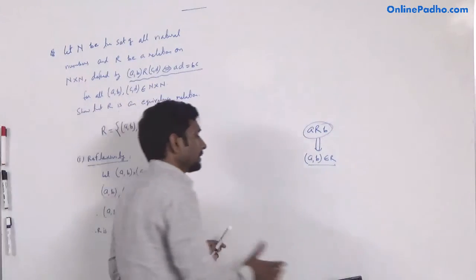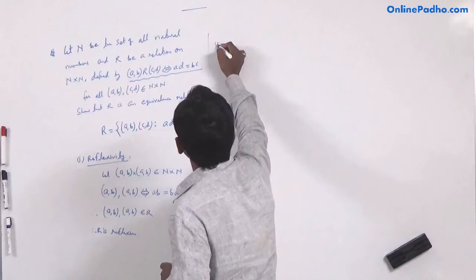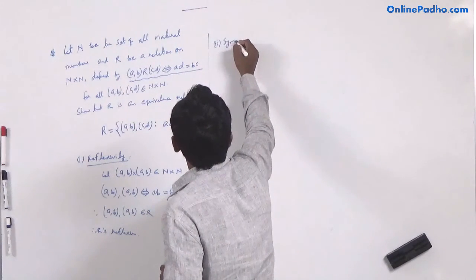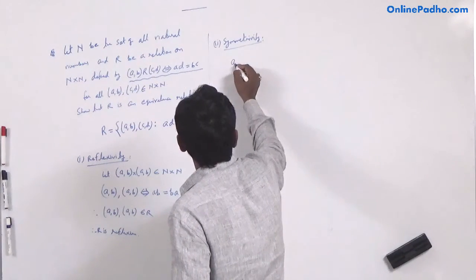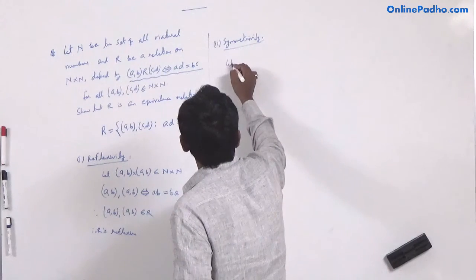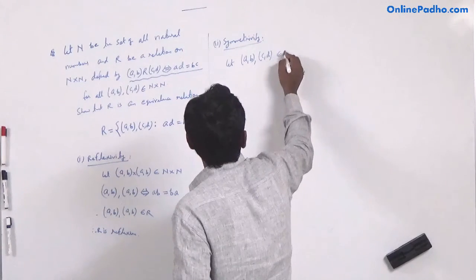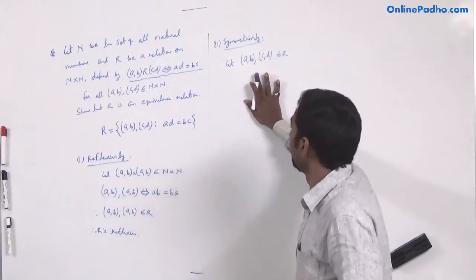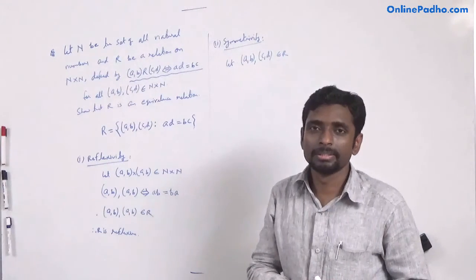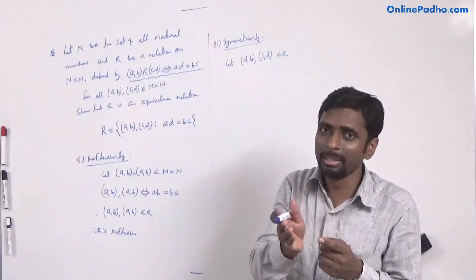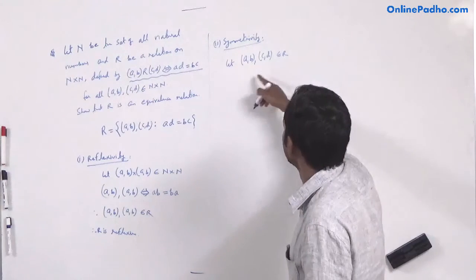Very simple. R is reflexive. Now we have to prove the symmetricity. Is it symmetric? Yes. First, let (A,B),(C,D) belong to the relation, and we have to prove (C,D),(A,B) also belong to the relation. Then we can say that this is symmetric.